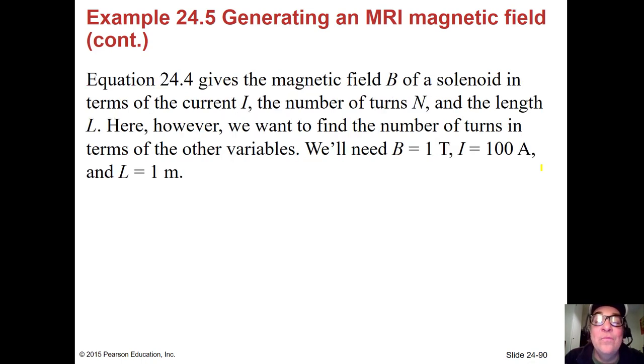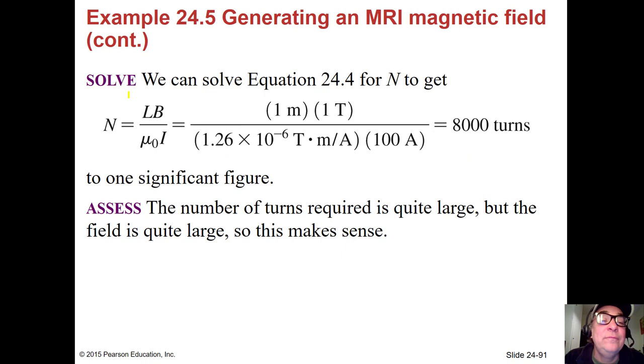Okay, so 1 Tesla, 100 amps, length 1 meter. We'll have to take our equation and do a little bit of algebra to it. This comes from B equals mu 0 I N over L. Solve for N, and you get this. Again, B equals mu 0 I N over L. Do the algebra, and N turns out to be LB over mu 0 I. And put everything in here.